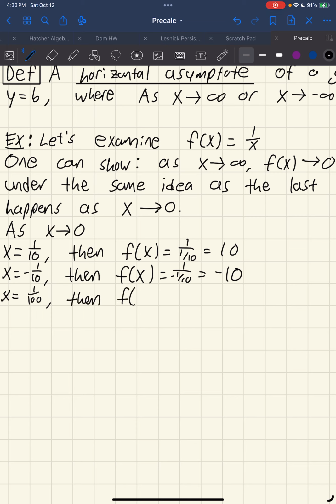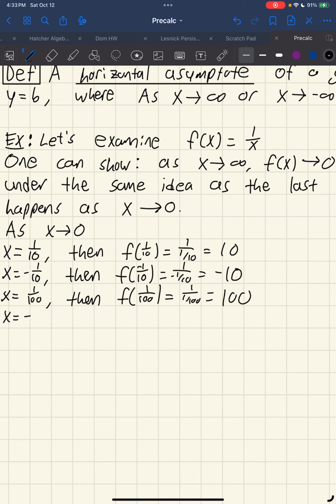Then f of, I called those x. Oh, that wasn't really wrong, but I probably should, I don't want to confuse people. This is f of 1 over 10, negative 1 over 10. It's going to be f of 1 over 100. Well, it's going to be 1 over 100, or just 100.